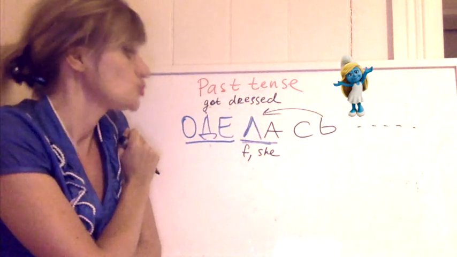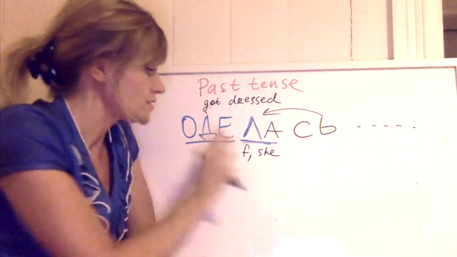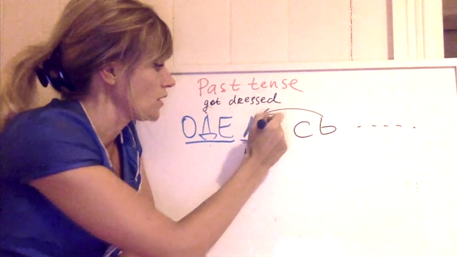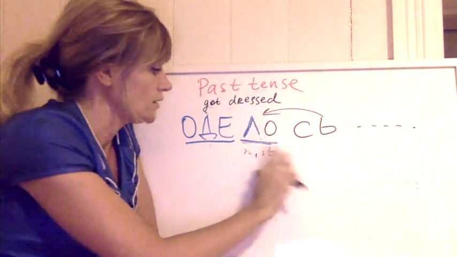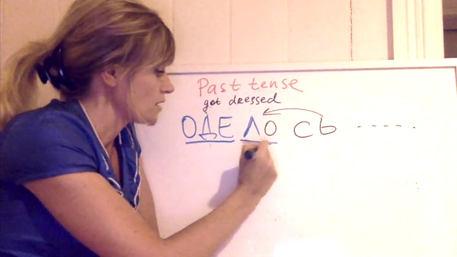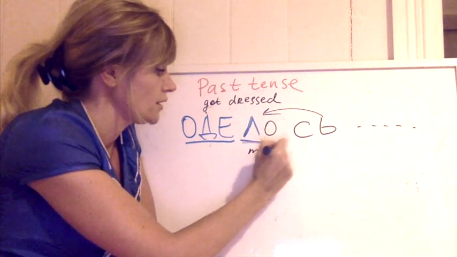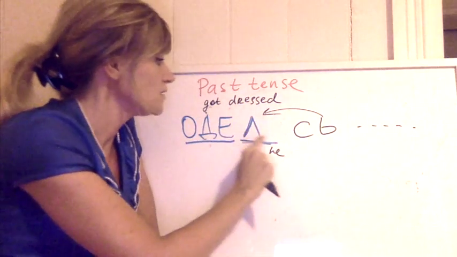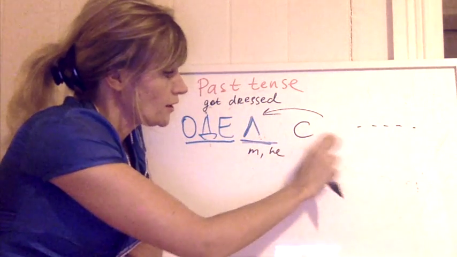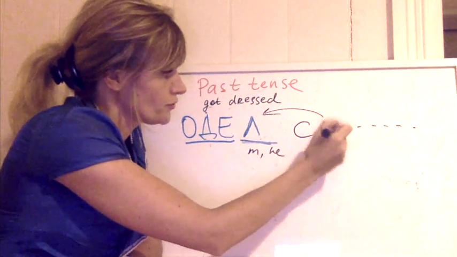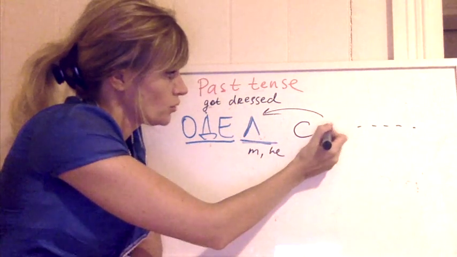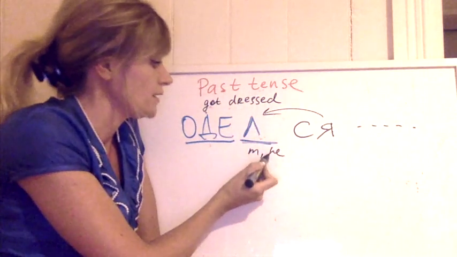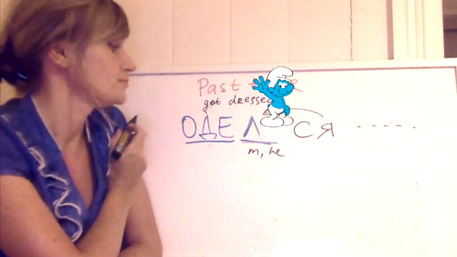оделась, she got dressed. If it's neutral gender or it, оделось. And if it's masculine gender or he, nothing. Одел, and the reflexive ending for guy will be ся. Оделся. He got dressed.